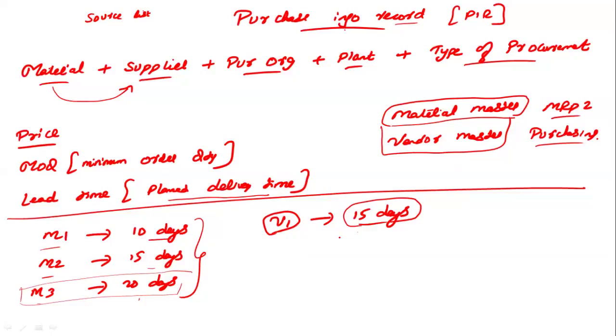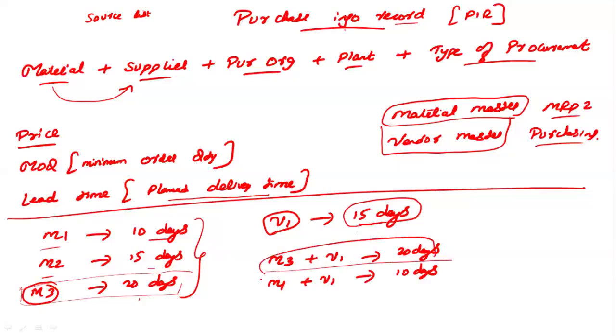System will prefer to take any one of these two, and the system will not give you an option. System will pick the number randomly. To avoid this, we are combining material plus vendor. Whenever you are buying material M3 with this vendor V1, then it should be 20 days. Whenever I'm buying M1 with V1, it should be 10 days. So this combination can be created in the purchase info record.